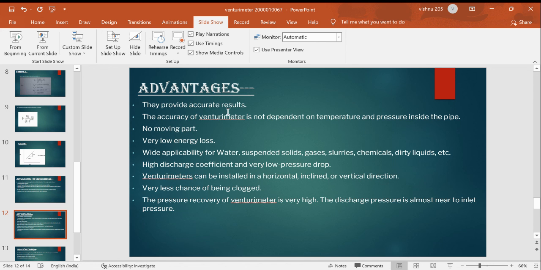It provides accurate readings and has very low energy loss. The accuracy of the venturimeter is not dependent on temperature and pressure inside the pipe. Venturimeter can be installed in a horizontal, inclined, or vertical direction. Very less chances of being clogged. The pressure recovery of venturimeter is very high. The discharge pressure is almost near to inlet pressure.